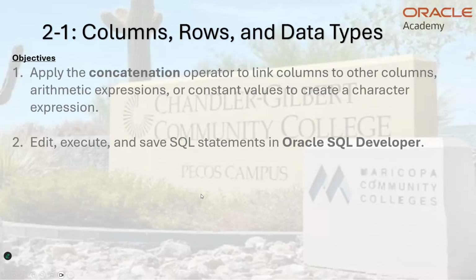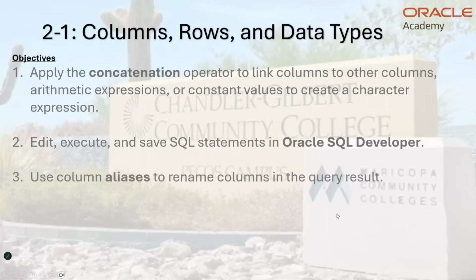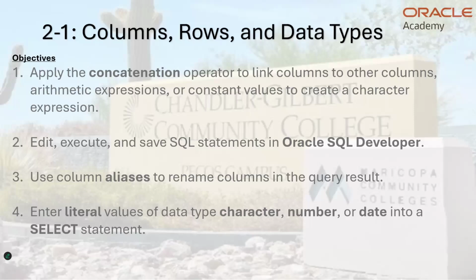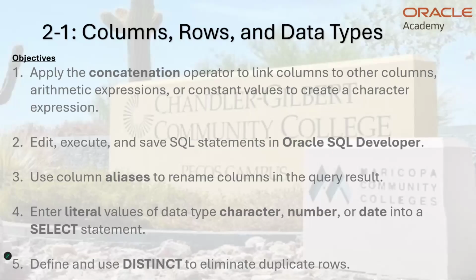Generally, I will walk you clearly through how these objectives apply to the lesson. Edit, execute, and save SQL statements in Oracle Developer. Now we're going to get started running queries. Use column aliases to rename columns in the query result. Enter literal values, which are basically values of data type character, number, or date, into a select statement. And then define and use DISTINCT to eliminate duplicate rows.